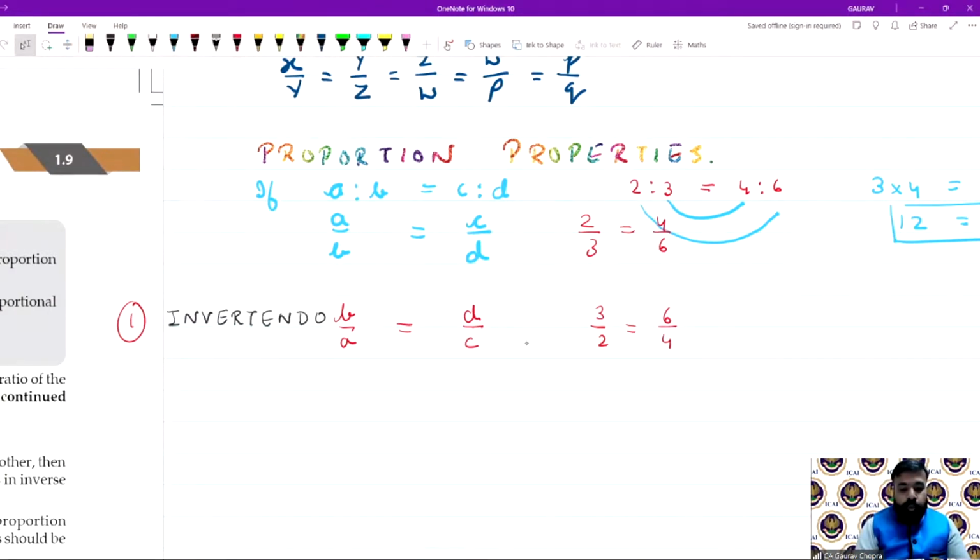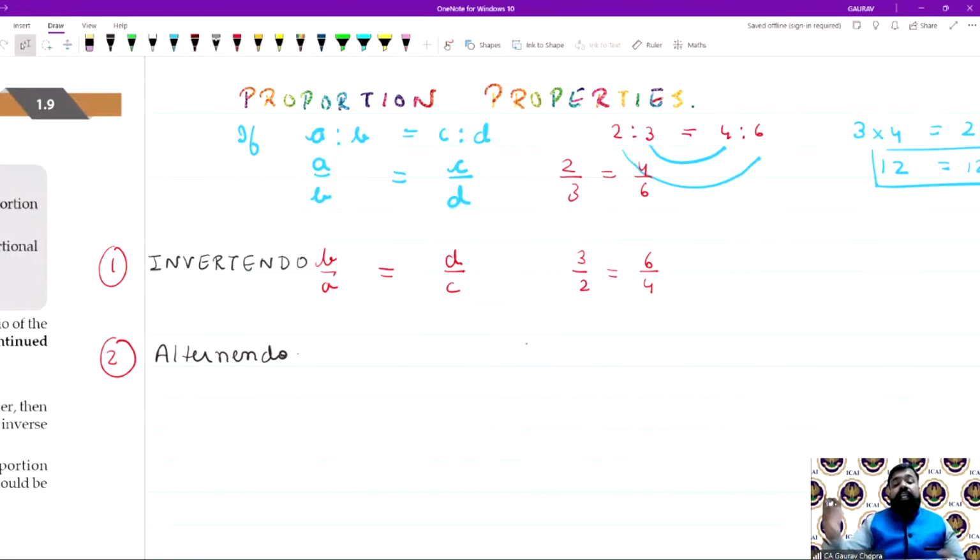Now let us come towards the second point. Second says alternando. Alternando means we have to interchange the cross positions. कैसे interchange करना है? Let us see. Let's say we originally have A by B is equal to C by D. And now we are interchanging C with B. We are changing the positions of C and B. So it will become A by C equal to B by D. That means वो अभी भी equal रहेंगे. So what we have done, we have altered the values. हमने इन दोनों values को alter कर दिया, change कर दिया. So they will still be in proportion. वो अभी भी proportion में रहने वाले हैं.